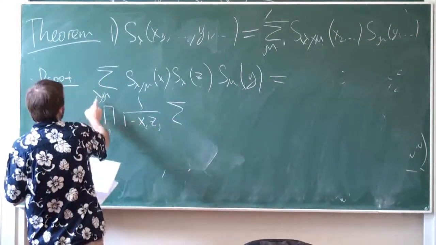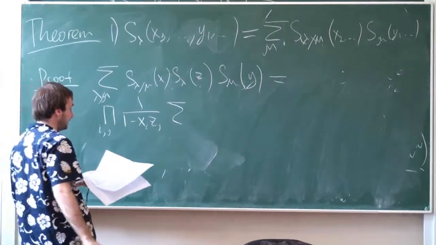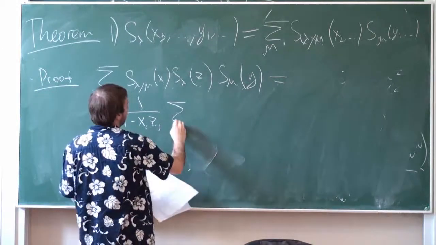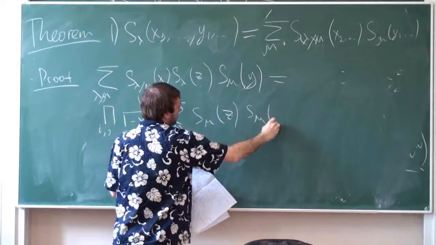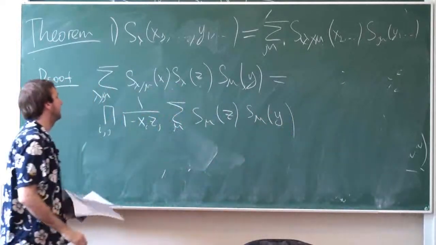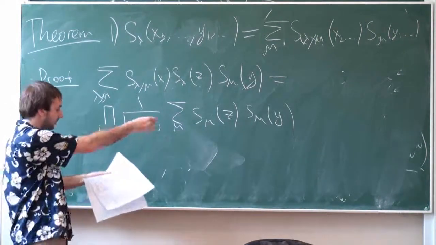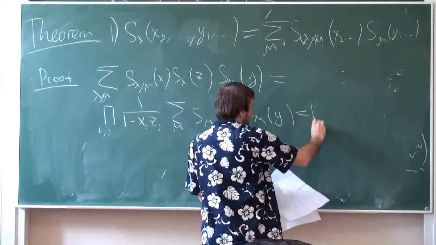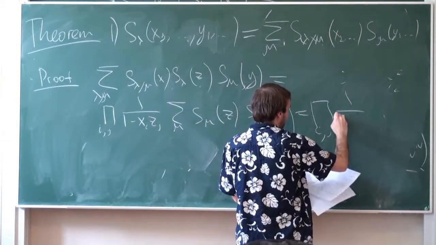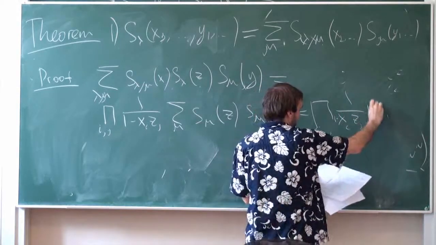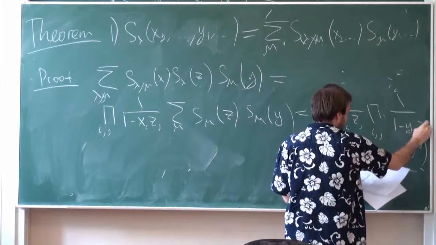So we summed over lambdas first. So this sum follows from the Q-Cauchy identity, times the sum over mu, s mu of z, s mu of y. Okay, now this sum again can be evaluated by the usual Cauchy identity. And we get that this is the product over i, j of 1 over 1 minus yi zj, times the product over i, j of 1 over 1 minus xi zj.